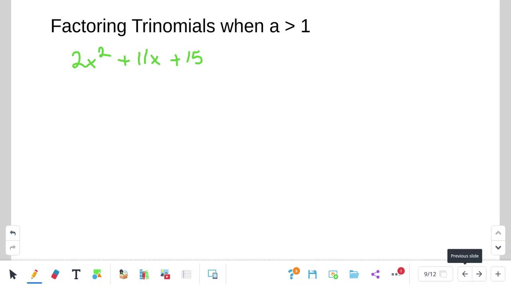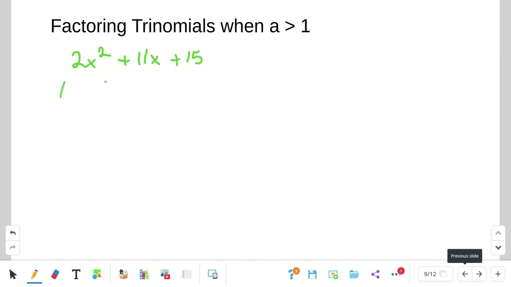Okay, we're back factoring trinomials, but this time a is equal to a number bigger than 1. Before we had a equals 1. What this means is the number in front of x squared is not a 1 anymore. It's some other number. Okay, so this one has a 2. We call these numbers a, b, and c in a quadratic expression, and this time a is bigger than 1.